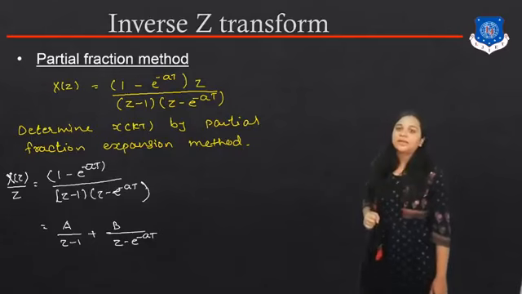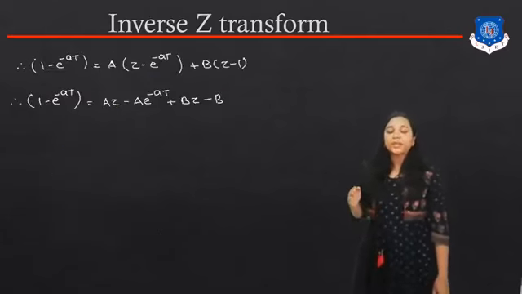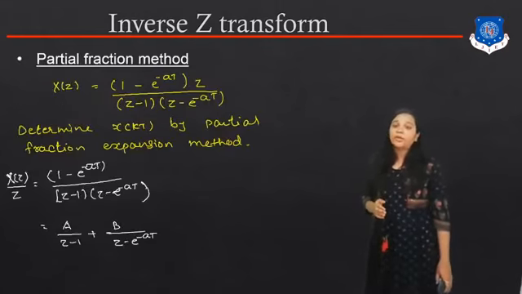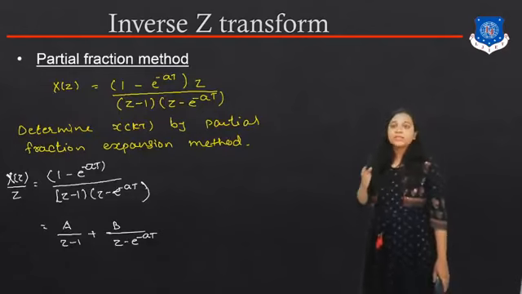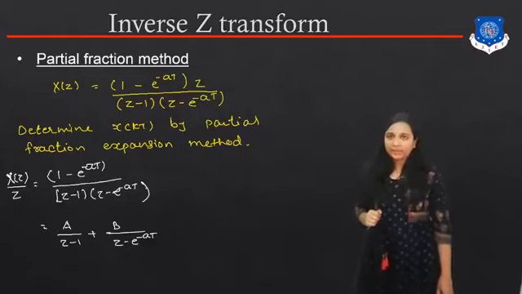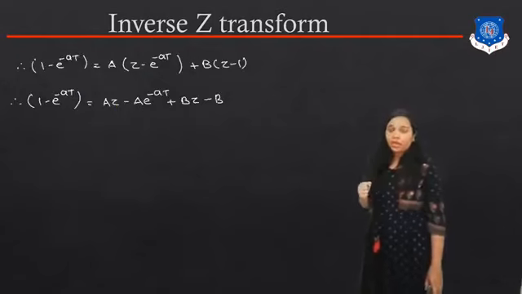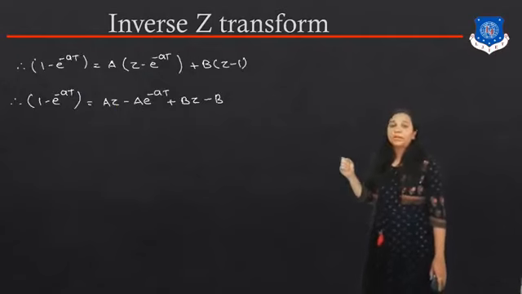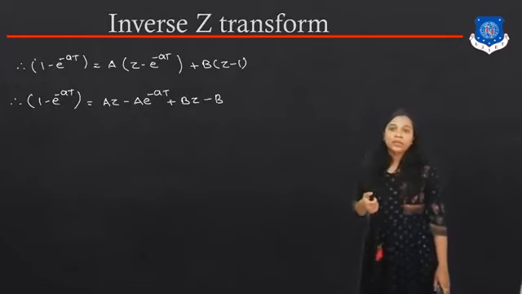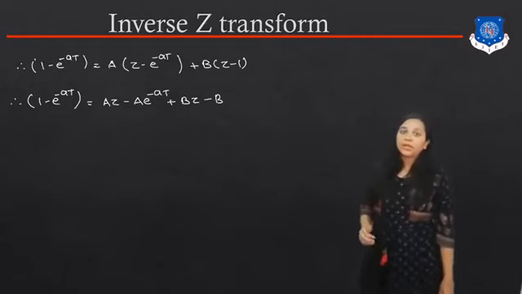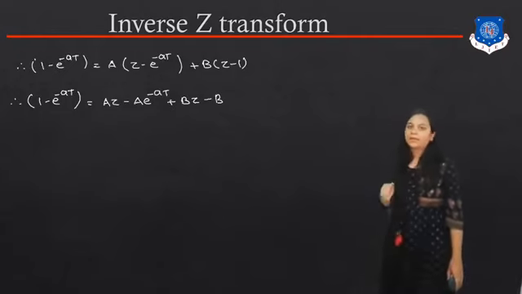Now simplify this equation. On the left hand side we get 1 minus e raised to minus aT, that is equal to A multiplied with (z minus e raised to minus aT) plus B multiplied with (z minus 1). It is simply a cross multiplication. Now simplify this equation: we multiply the A with the z minus e raised to minus aT, and we get Az minus A into e raised to minus aT plus Bz minus B.